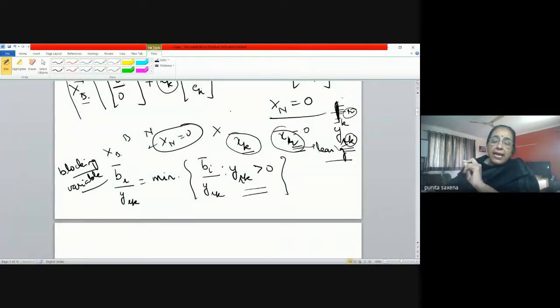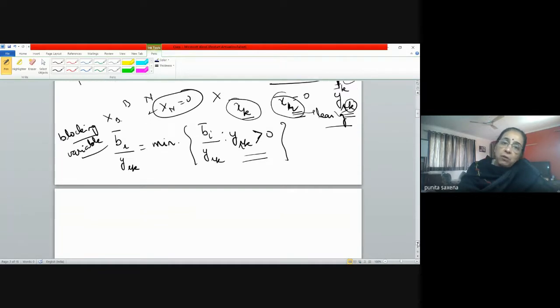Okay, for the yk that we computed as b inverse a k, we'll consider only those which are positive. Negative ones, and even 0, we do not consider. It's strictly more than 0. Is it okay? So once we have defined this, then again we check the optimality criteria.